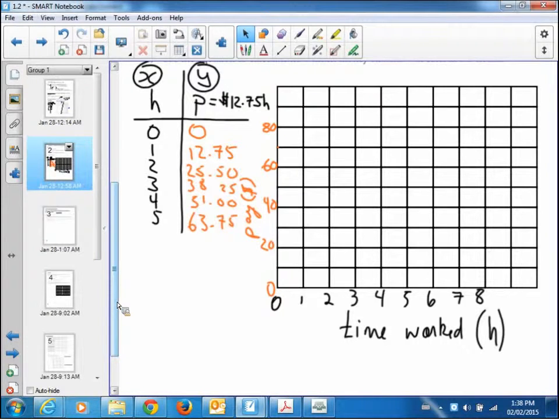I'm going to start putting up some dots here, y'all. I'll use green dots again. 0, 0. 1 and 12.75, so I'm estimating about here. 2 and 25.50. 3 and 38.25. 4 and 51. 5 and 63.75.